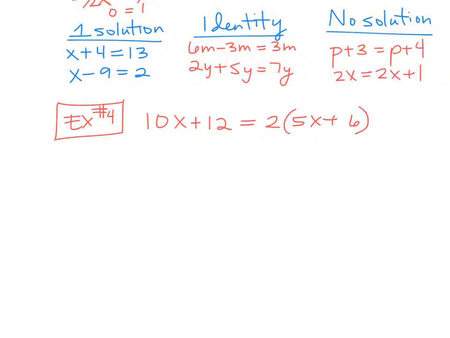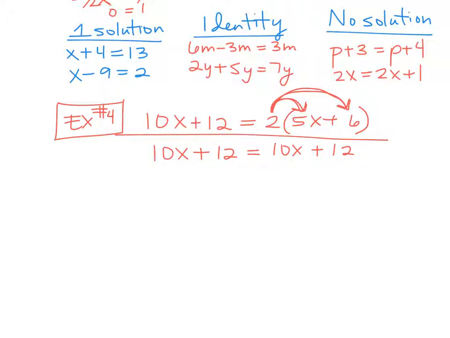What's the first thing we're going to do on this problem? Damon? Multiply what? Right. We're going to distribute that 2 to both of these, right? So it's going to be 10x plus 12 on the left equals, what's 2 times 5x? 10x. And then 2 times 6? 12. Okay, so now look. We have 10x plus 12 equals 10x plus 12. It's an identity. You don't have to take it any further.